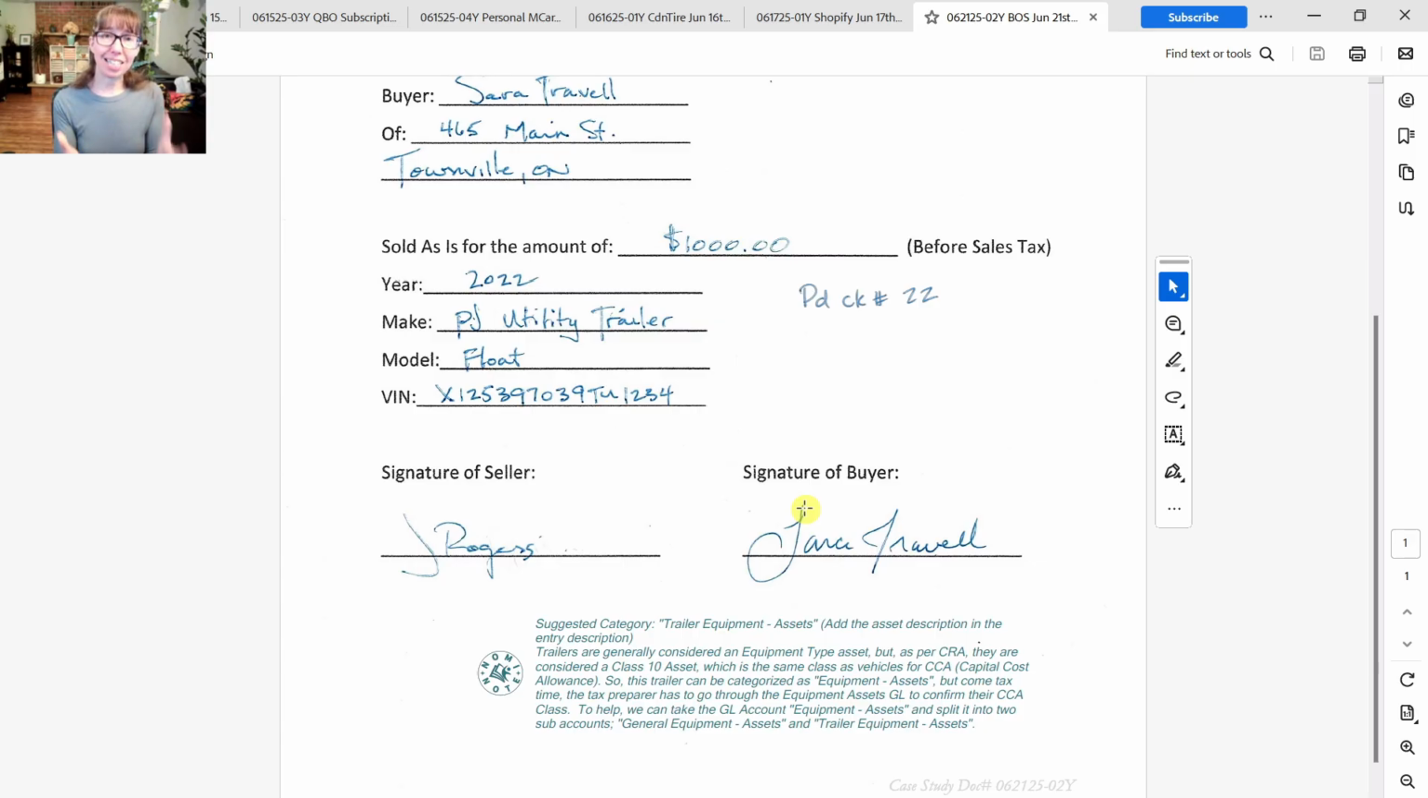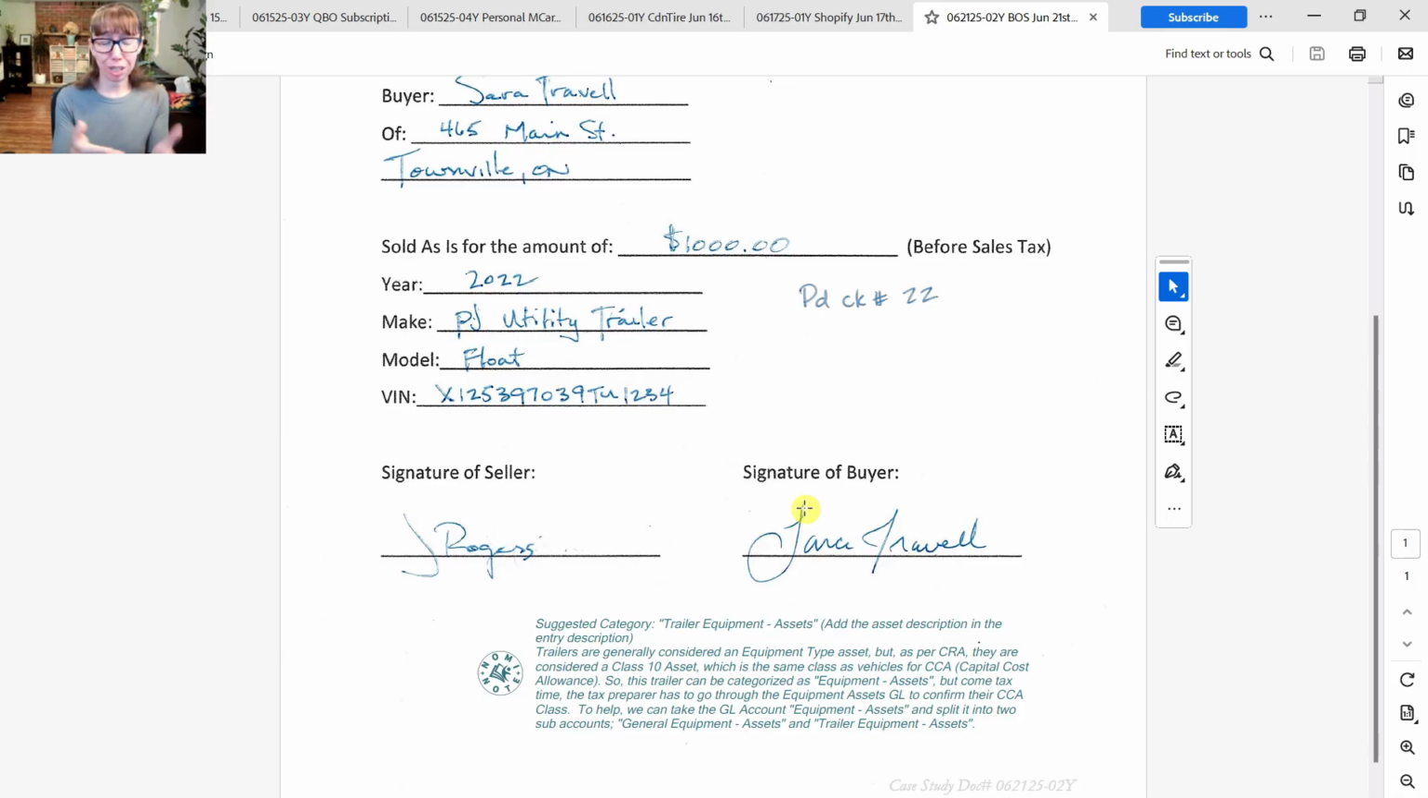And what do I mean by Class 10? CRA has dictated how much, I'm going to say depreciation can be claimed for tax purposes. It's not quite the right wording. It's called capital cost allowance. CRA recognizes that capital assets, or things that you buy, are going to lose value over time, and they've set a rate at how much you can claim of that expense over each year. But it depends on what category or what class that asset is in.